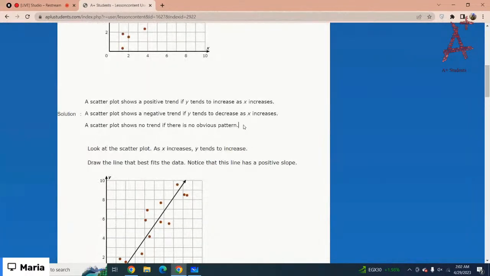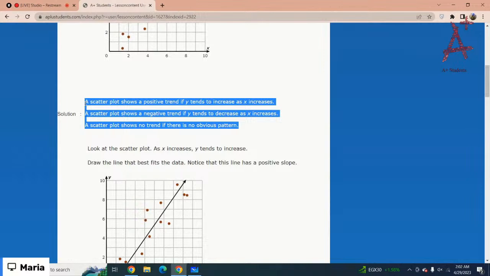So here are the definitions. You can see how you can see the trends. A scatter plot shows a positive trend if y tends to increase as x increases. Got it? Like if both the values are increasing, x is increasing and y is increasing, that means the graph shows the positive trend. A scatter plot shows a negative trend if y tends to decrease as x increases. Like if one of the variables is increasing and the other one is decreasing, that shows a negative trend. A scatter plot shows no trend if there is no obvious pattern. So basically you have to make a best fit line of the data. Got it?